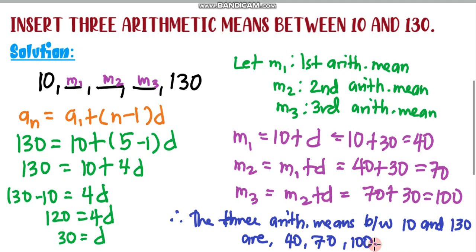Okay, so that's how we get the three arithmetic means, just similar to example number 2, except that more arithmetic means are being asked here. Okay, so that's all for example number 3.